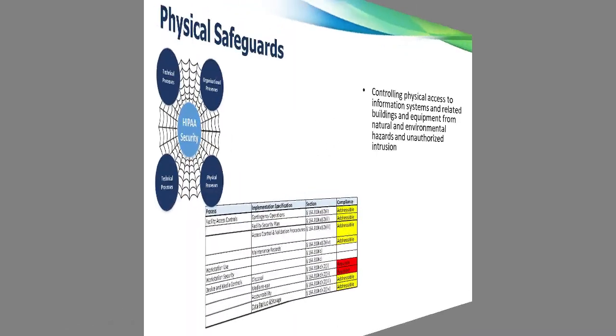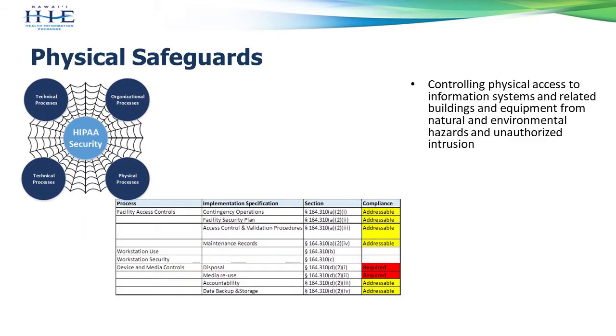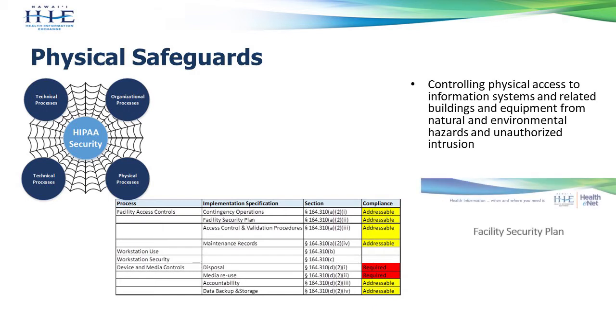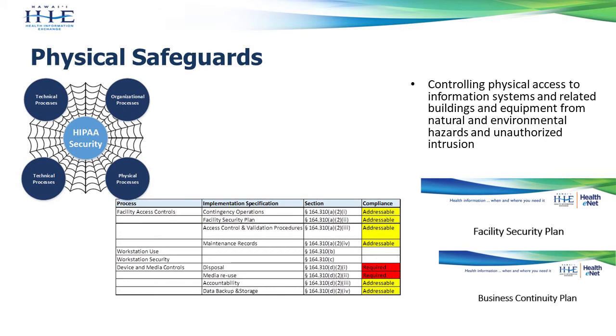Physical safeguards focus on protecting access to information systems and ensuring that the information they contain is properly managed. Ensuring that systems can continue to operate in the face of a disaster, such as an earthquake, through proper planning and facility controls is also a requirement under this section. A facility security plan and a business continuity plan are typical artifacts that can be used to demonstrate compliance.